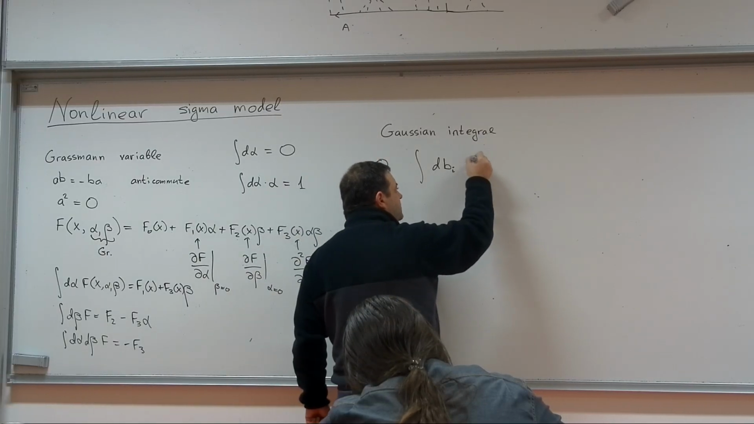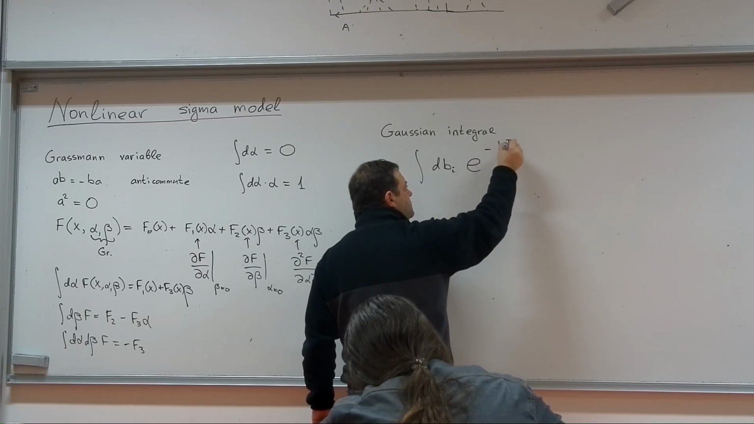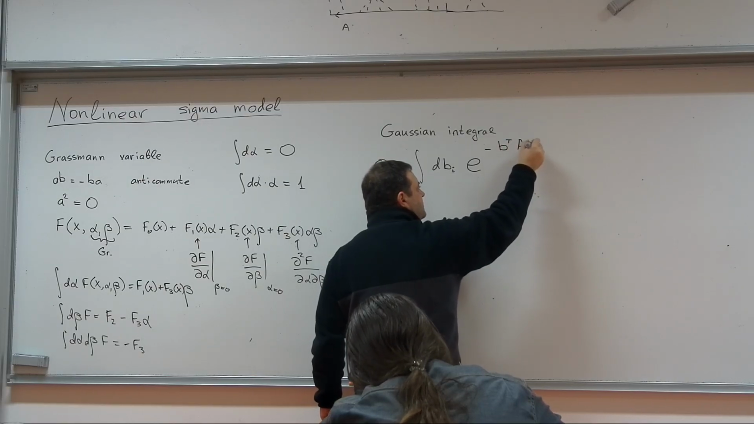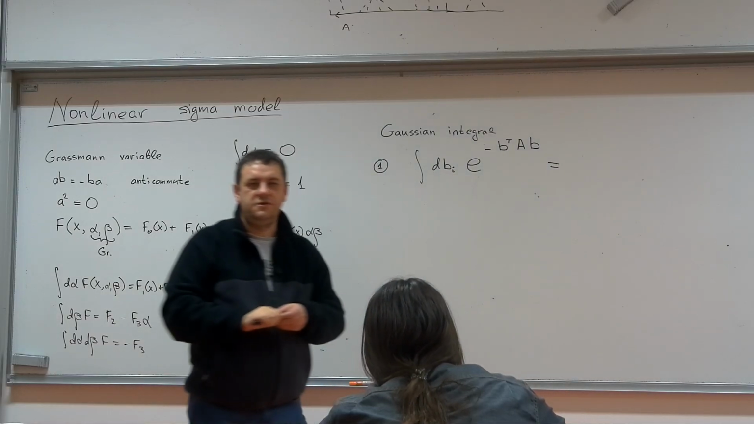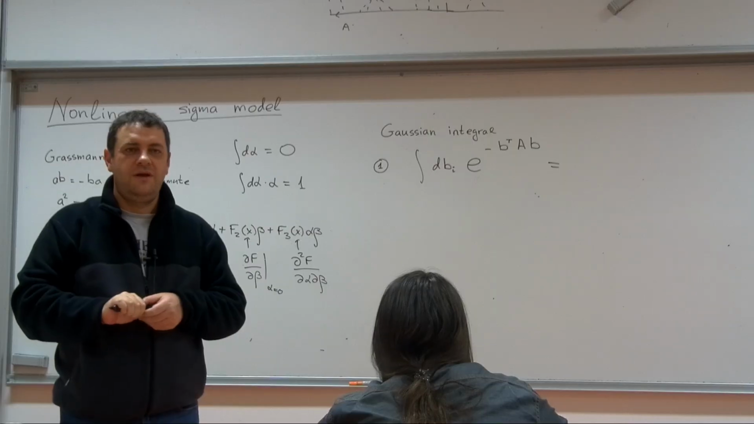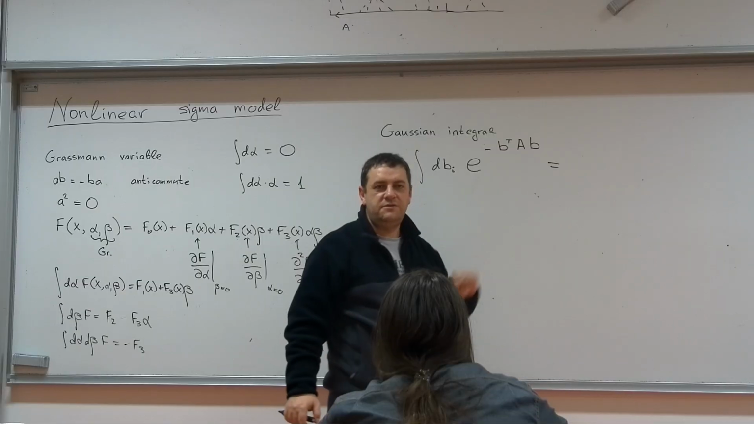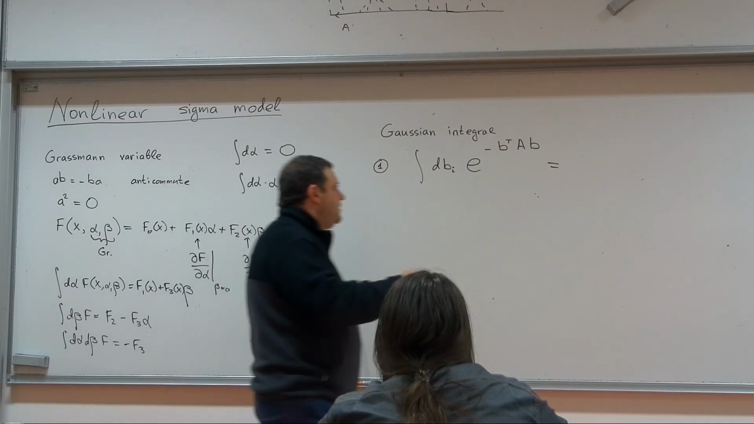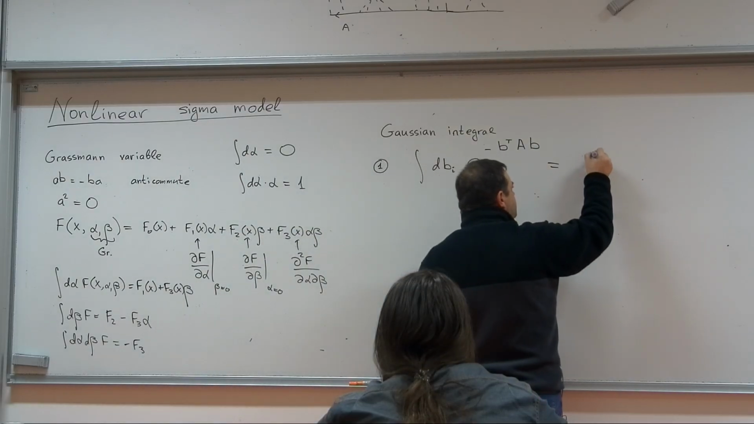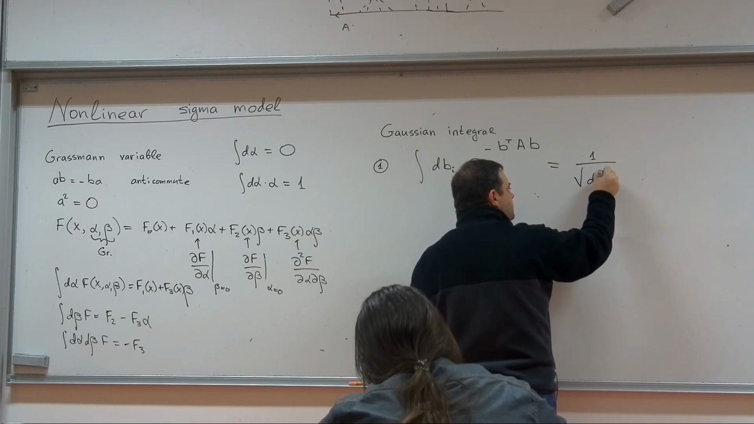And then I have a Gaussian integral, exponent minus B transposed times matrix A times B. What's this integral? Who knows? We have some quadratic form. B is a vector, A is a matrix. It's 1 over the square root of the determinant of A.